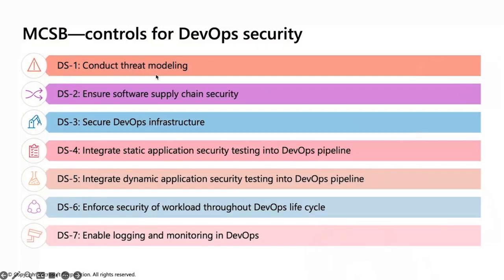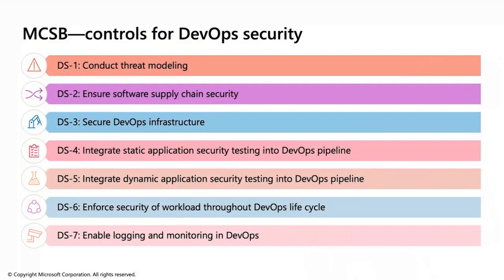DS1, conduct threat modeling. DS2, ensure software supply chain security. DS3, secure DevOps infrastructure. DS4, integrate static application security testing into the DevOps pipeline. DS5, integrate dynamic application security testing into the DevOps pipeline. DS6, enforce security of workload throughout the DevOps lifecycle. And DS7, enable logging and monitoring in DevOps.